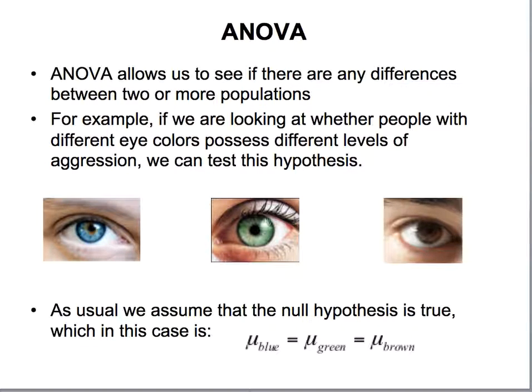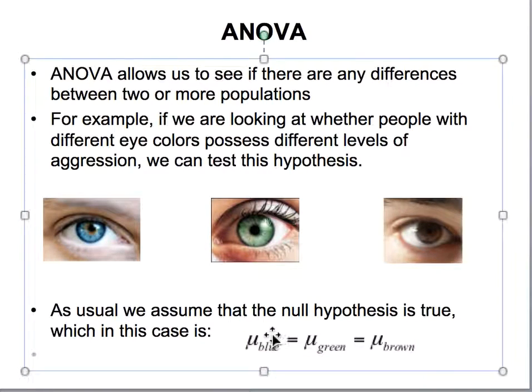In this case, we assume, as usual, that the null is true, that eye color has nothing to do with aggression. And for ANOVA, we write it like this: the mean aggression of people with blue eyes is the same as the mean aggression of the people with green eyes, which is the same as the mean aggression of the people with brown eyes. In other words, all the means are equal.